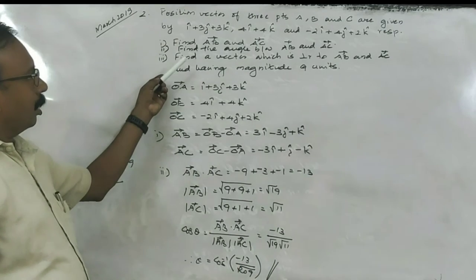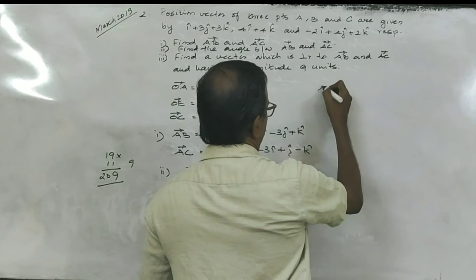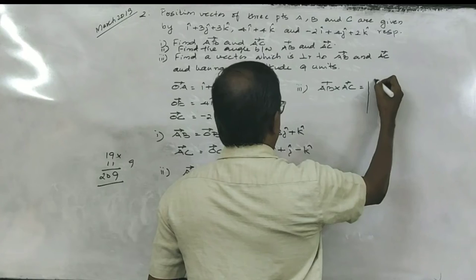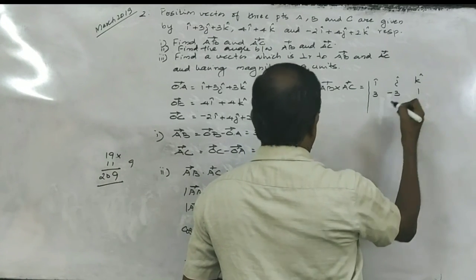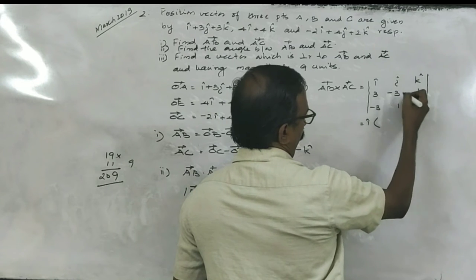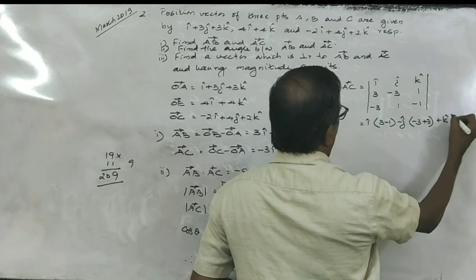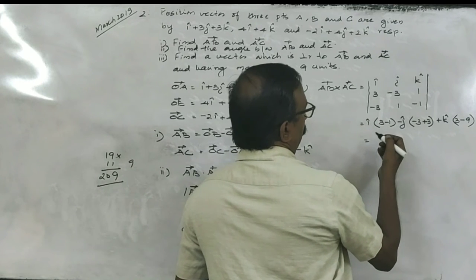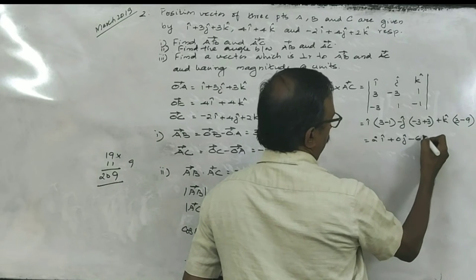To find the vector perpendicular to both, we need AB cross AC. Here we write the determinant with i, j, k. Vector AB is 3, minus 3, 1 and AC is minus 3, 1, minus 1. So i into 3 minus 1, minus j into minus 3 plus 3, plus k into 3 minus 9. So we have 2i, 0j, minus 6k.